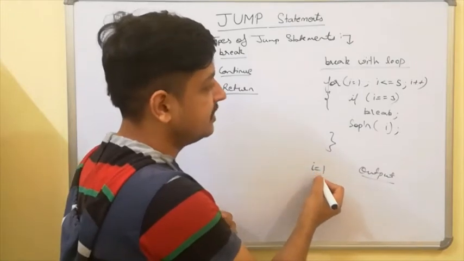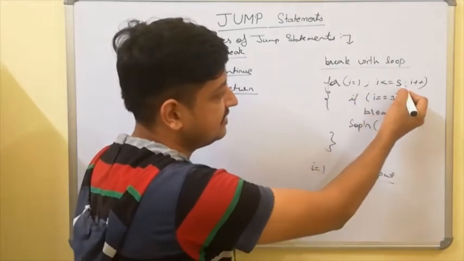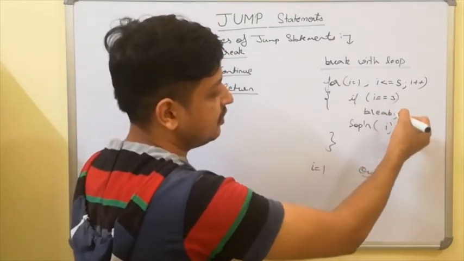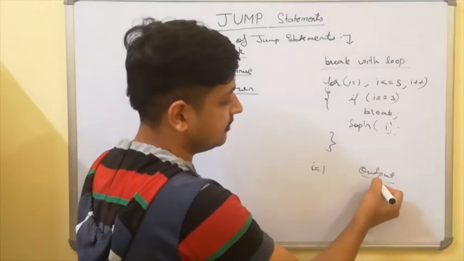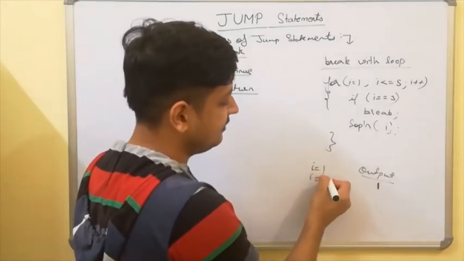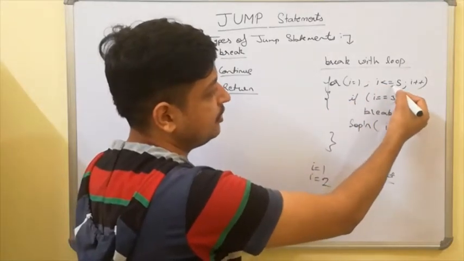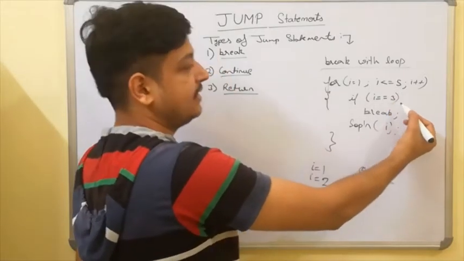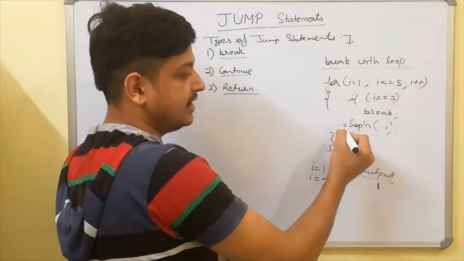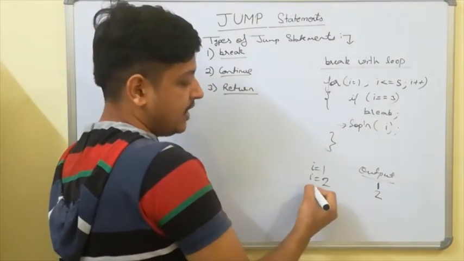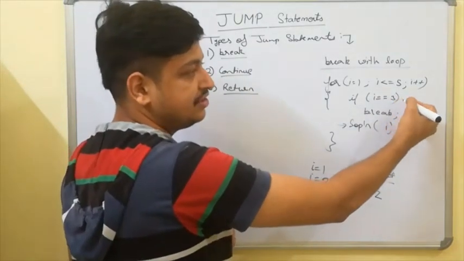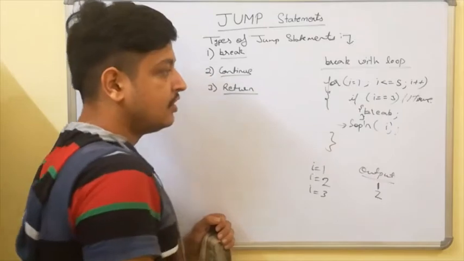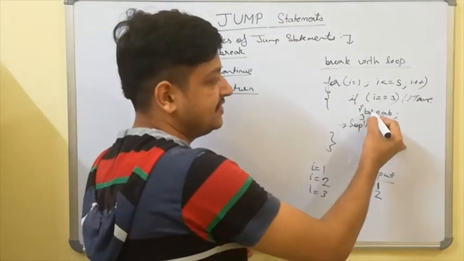So first, I is 1. I is less than 5, so it will come in the for block, it will check 1 is equal to 3, which is false, then it will print I, that is 1. Then it will update I, it becomes 2, it checks again that 2 is less than 5, it comes inside the for block, then it checks 2 is equal to 3, which is again false, it comes to the SOPLN statement and prints 2. Now I becomes 3, 3 is equal to 3, which is true, so it goes inside the if block. But after going into the if block, it sees the first statement is break.